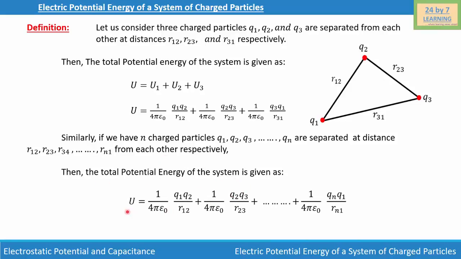given as U is equal to 1 over 4 pi epsilon 0 Q1 Q2 over r12 plus 1 over 4 pi epsilon 0 Q2 Q3 over r23 plus and so on, plus 1 over 4 pi epsilon 0 Qn Q1 over rn1. And this is how we will define the electric potential energy of a system of charged particles.